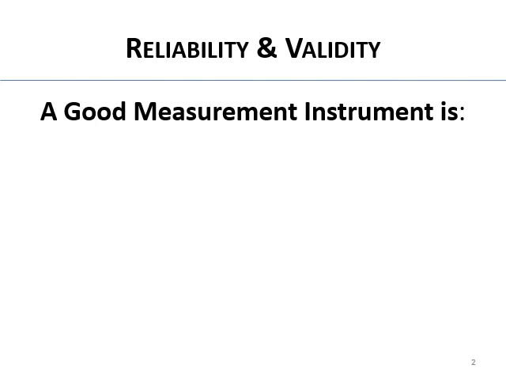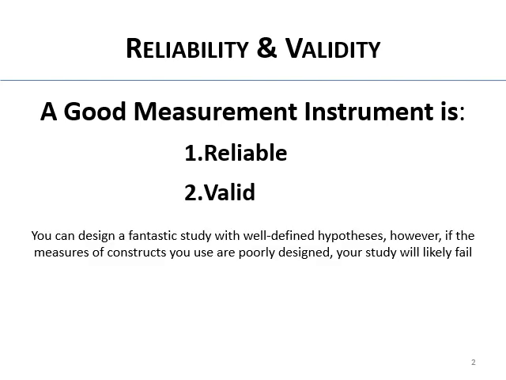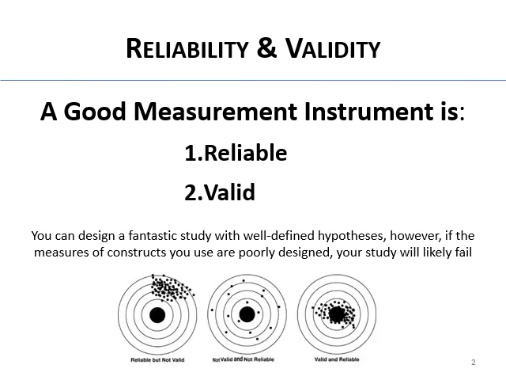So a good measurement instrument is, number 1, reliable. Number 2, valid. I'm assuming you don't know what those mean right now. So you can design a fantastic study. You've got great hypotheses. However, if the measures you use for your constructs are garbage, so the fancy way of saying that is poorly designed, your study's probably going to fail. And I see it not infrequently, unfortunately. So you want to use good ways of measuring your constructs or measuring your variables.